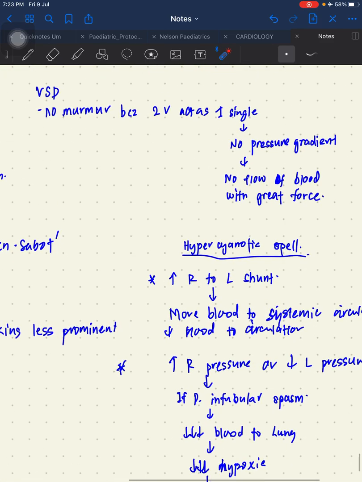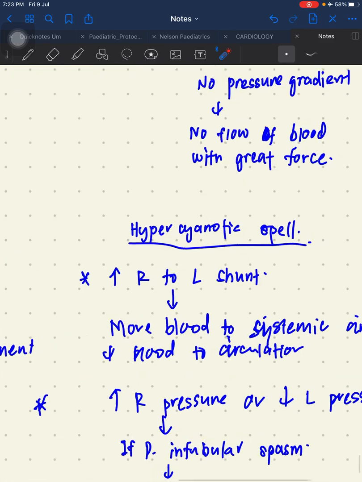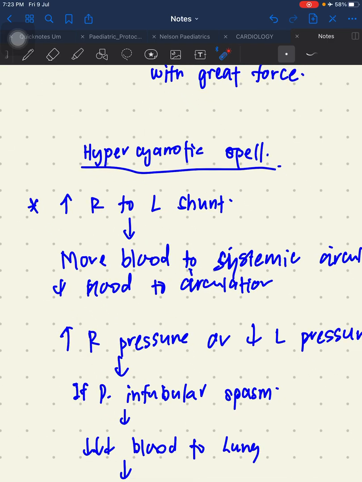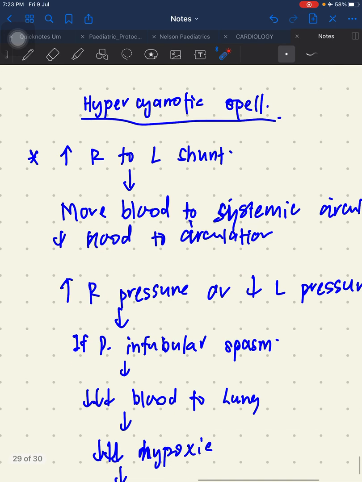Okay, there is an important thing we should know in the tetralogy of Fallot. We can also call it a hypercyanotic spell. This hypercyanotic spell is actually a medical emergency. In usual tetralogy of Fallot, there is a right to left shunt, right? However, in hypercyanotic spell, this shunt tends to become more and more.